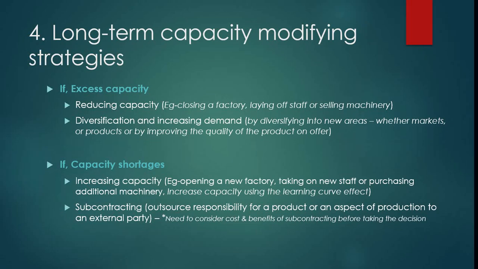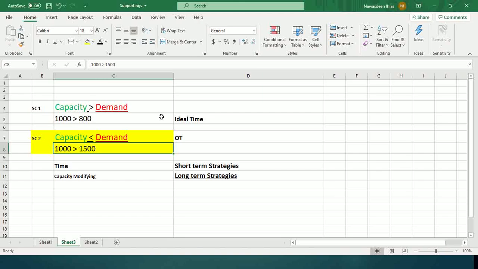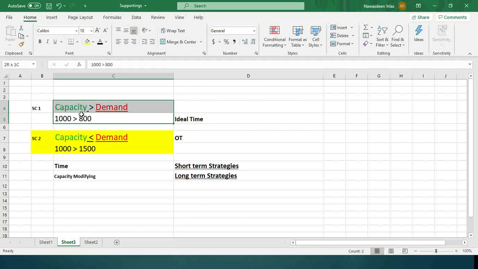There will be two scenarios, one is excess capacity, and one is capacity shortages. We'll take the first one, excess capacity, which means our capacity is higher than demand. So now we are going to think about a long term period. Our capacity is 1000, but the permanent demand is 800. So why are we keeping some excess capacity? There is no point in keeping excess capacity because it incurs higher cost.